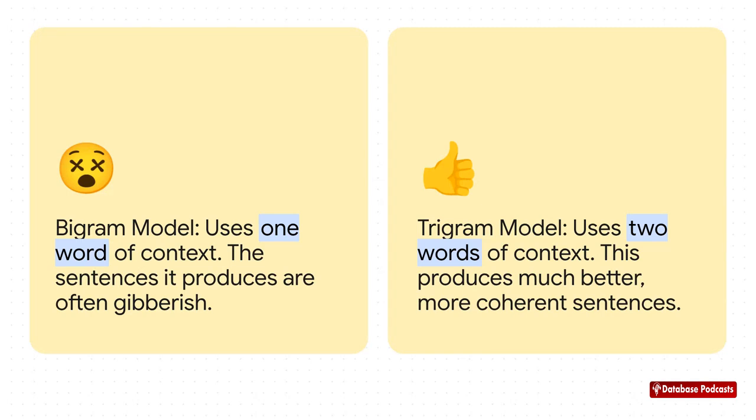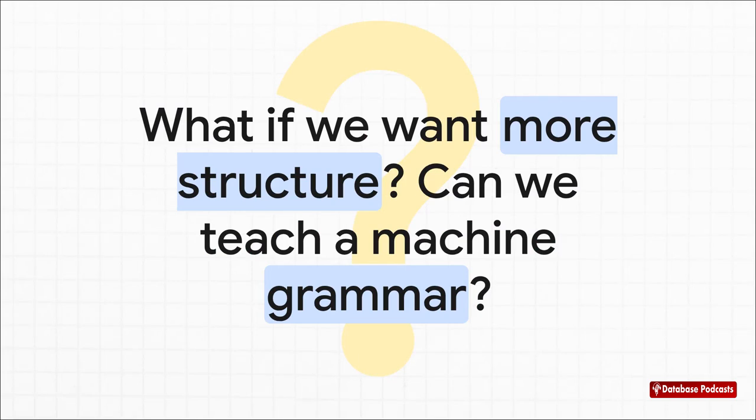But check out the difference when we upgrade to a trigram model. Because it's using a two-word context to predict the next word, the sentences suddenly get a whole lot more coherent. The model has more information to work with, which lets it create phrases that are not just longer, but actually sound way more plausible. It's a huge leap forward. Okay, that is a massive improvement. But at the end of the day, it's still just playing a game of probability, just chaining words together.